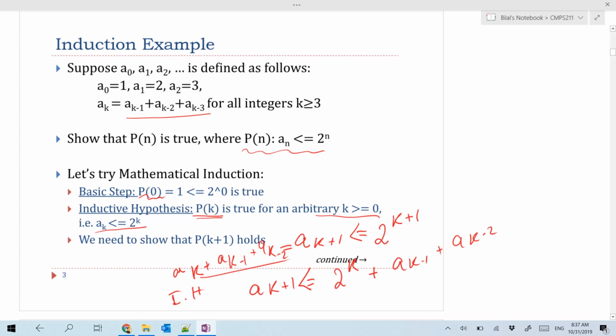If a_{k+1} is equal to this sum here, then since this item is less than or equal to 2^k, then this item plus a_{k-1} plus a_{k-2} is less than or equal to 2 to the power k plus a_{k-1}. So I'm adding the same items to the right-hand side and to the left-hand side of the inequality. We could also start with this induction hypothesis, a_k less than or equal to 2^k.